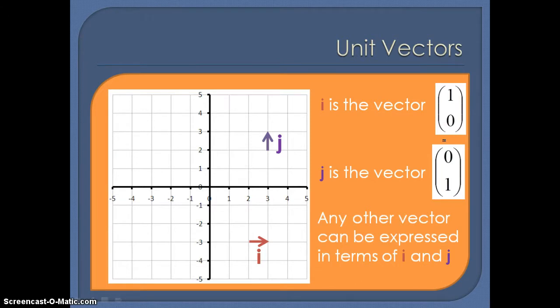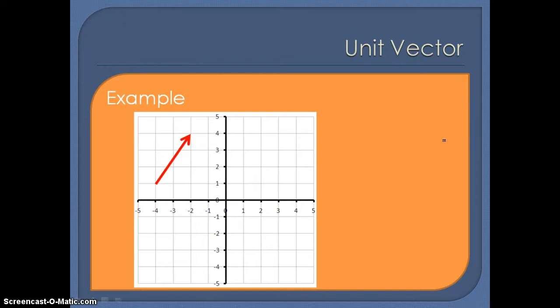Any other vector can be expressed in terms of i and j. So if we just do a quick example, the vector here represented by the red arrow. So we just consider what's happening with that. That vector is 2 across and 3 up. Moving 2 to the right would be 2i, 3 up would be 3j. So we can consider this vector as 2i plus 3j.